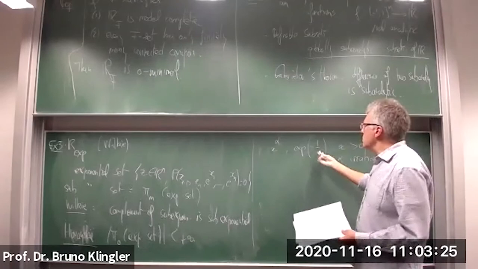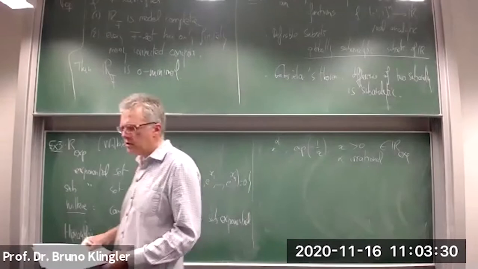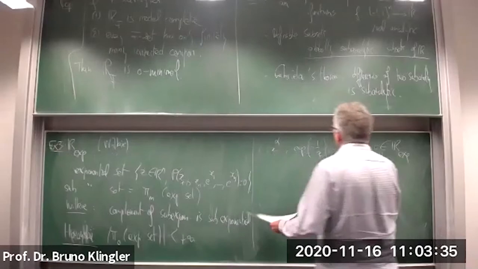You should think that this is really a good motivation. This function is perfect in something. Exponential minus 1 over x, when you study it in analysis, it has all the good properties you want. It's decreasing very fast. But it's far from being algebraic, of course.